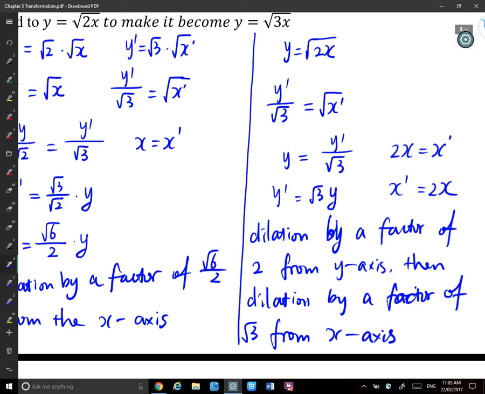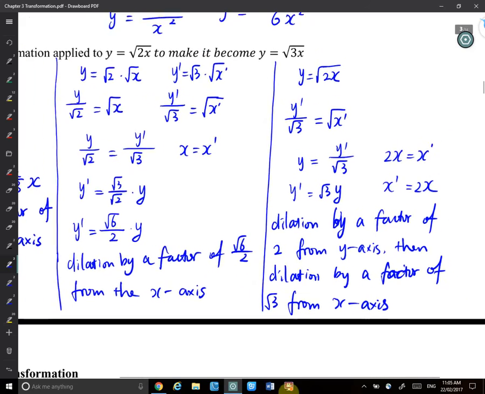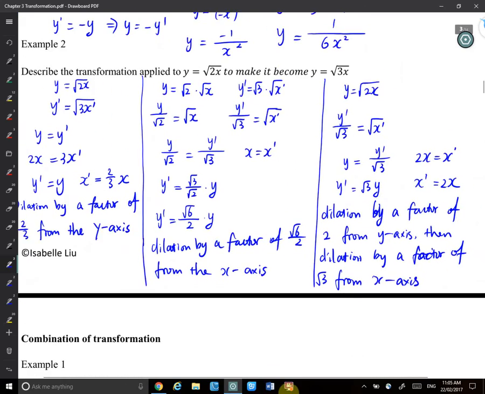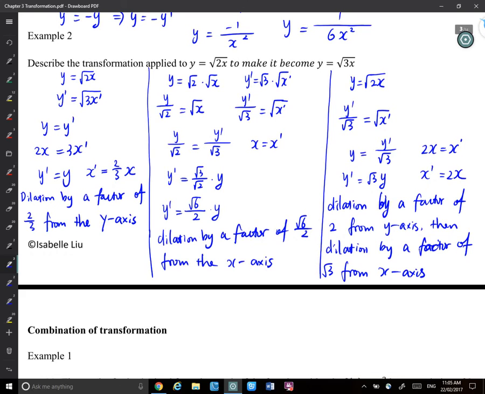If you like, I can create even more for you, different ways, but I'm not going to do that. So I think 3 examples is enough to show you that dilation does not only happen in one way. If you give me a correct factor and a correct direction, your answer will be correct. So you can do all of these ways. Any question about this?